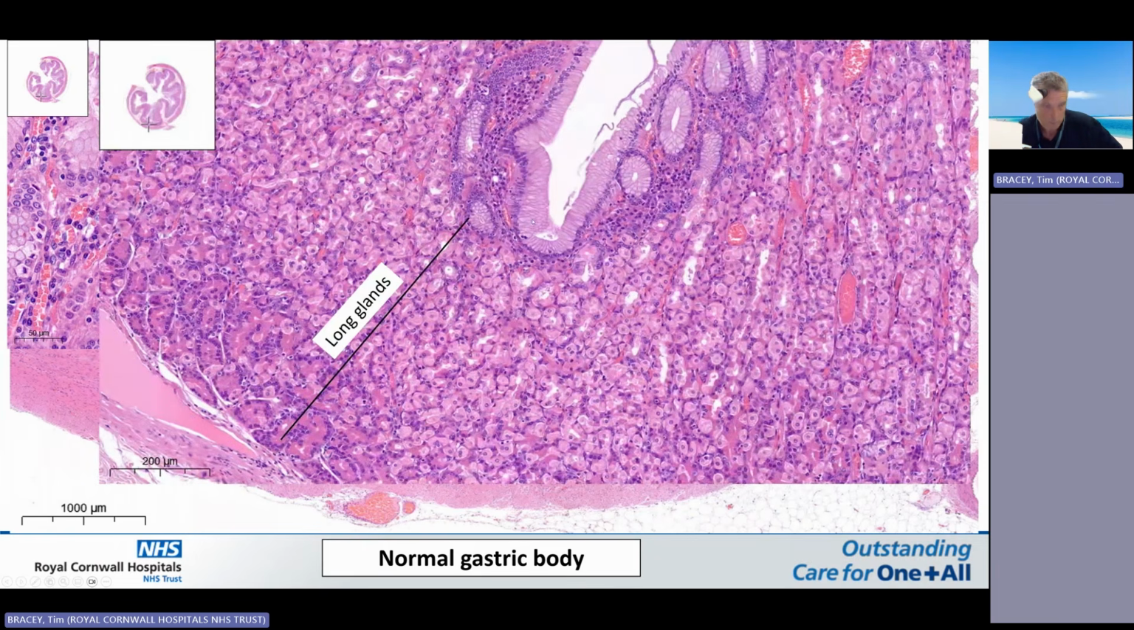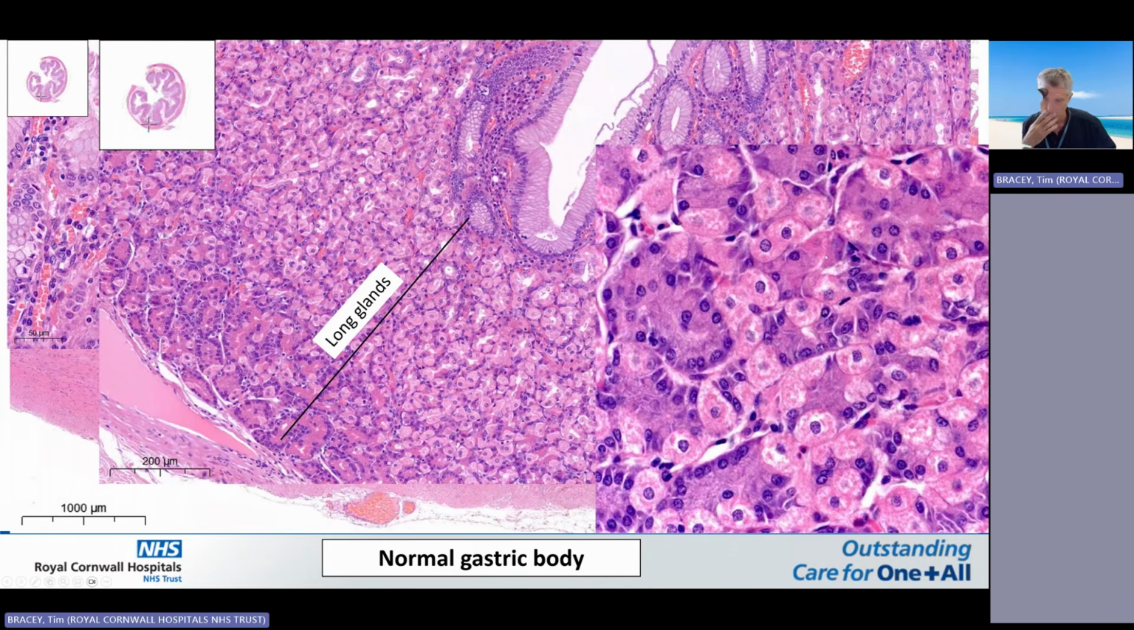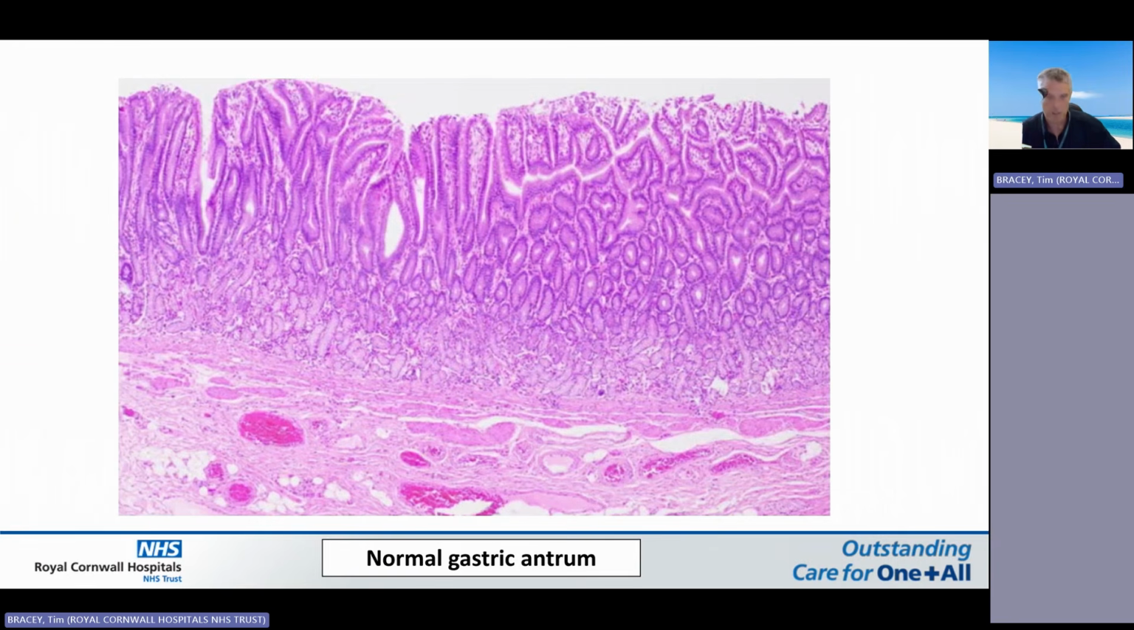And in the gastric body, it's a pattern of short pits and long glands, and the glands are made up of parietal cells, which are the ones with the granular eosinophilic cytoplasm, and the chief cells. And we'll move on to talking about those when we talk about different types of gastritis.